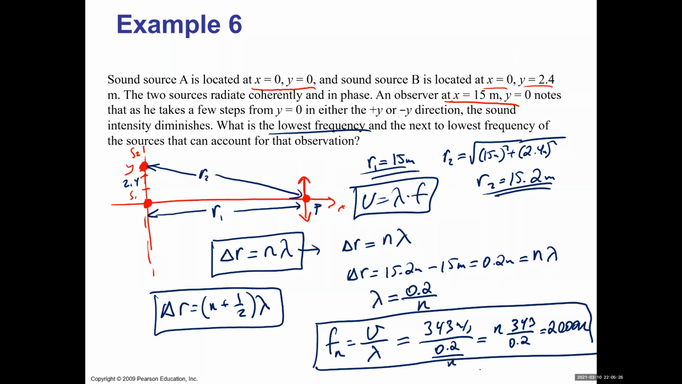That means the first one, f of 1, will be 2000 times n where n equals 1. So 2 kilohertz will be the first one. Then the second lowest will be f of 2, which is 2 times 2000, so that will be 4 kilohertz. Those are my two lowest frequencies, 2000 and 4000. You can see the pattern, right? 6000, 8000, and so on and so forth.